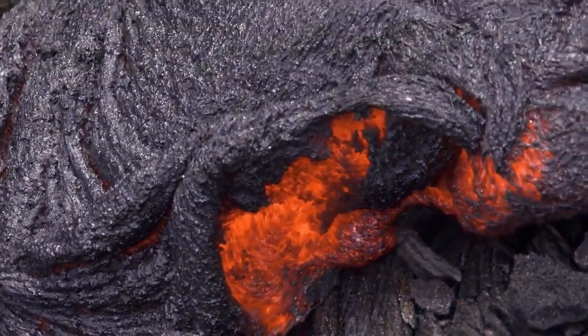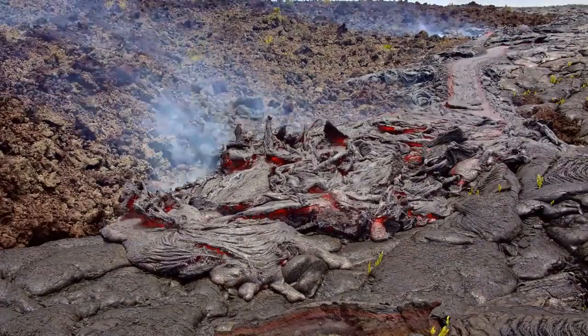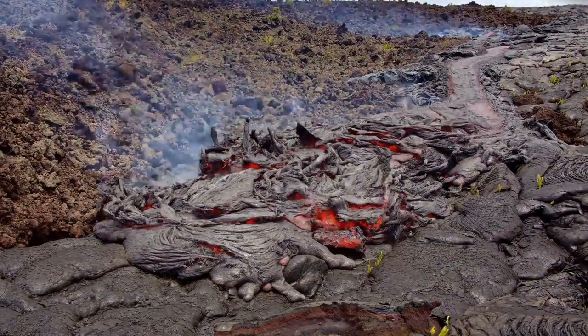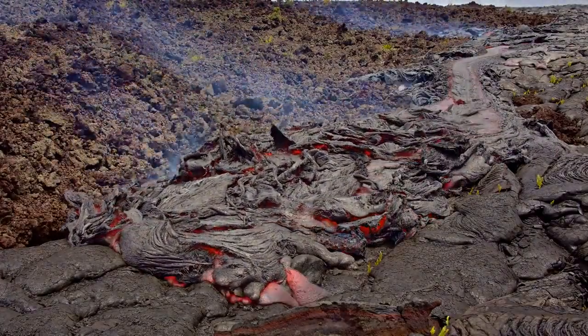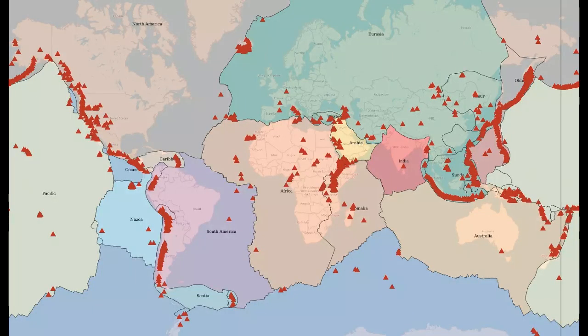There are volcanoes on every continent, even Antarctica. Some 1,500 volcanoes are still considered potentially active around the world today. 161 of those, over 10%, sit within the boundaries of the United States.